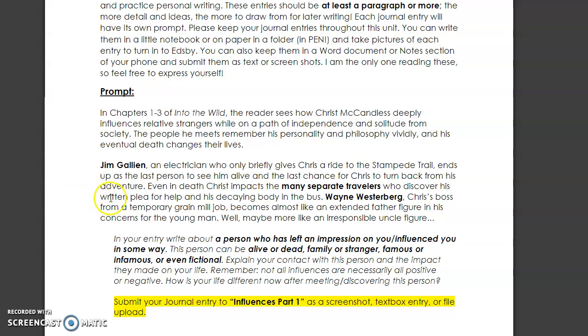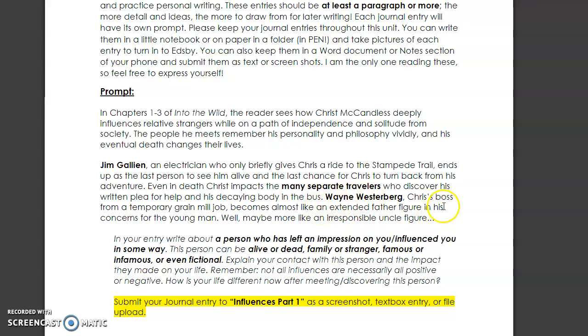So in chapter 1, you're going to meet Jim Gallion. He is an electrician who only briefly gives Chris a ride to the Stampede Trail in Alaska, and he ends up as the last person to see him alive, and the last chance for Chris to turn back from his adventure. Even in death, so this is in chapter 2, Chris impacts the many separate travelers who discover his written plea for help and his decaying body in the bus.